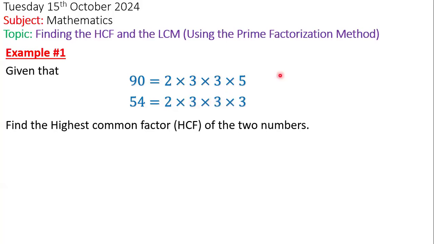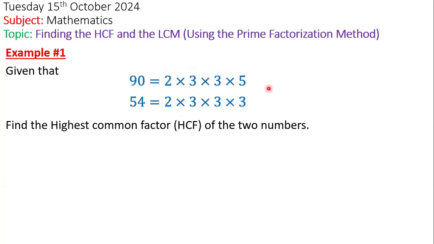So, by the way, this was given. So the question gives you this, so you don't have to find this. No, you don't have to find it. They give you this in the question. And so, Sashanique, read the question for me. Find the highest common factor of the two numbers.